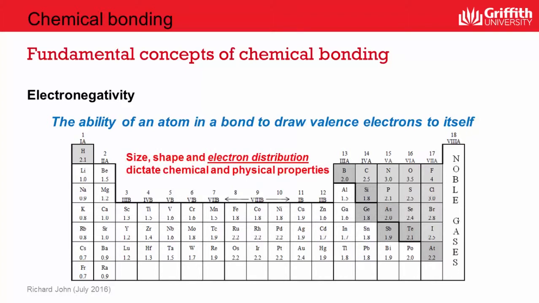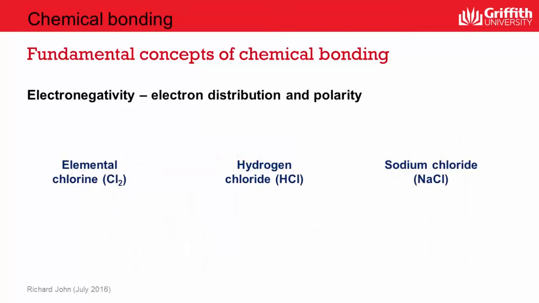And this is important because the size and the shape, and in particular the electron distribution of electrons in atoms and molecules, tend to dictate most of the physical and chemical properties. So, for example, let's consider 3 different types of substances: elemental chlorine, which is a molecular element, the molecular compound hydrogen chloride, and the ionic compound sodium chloride.